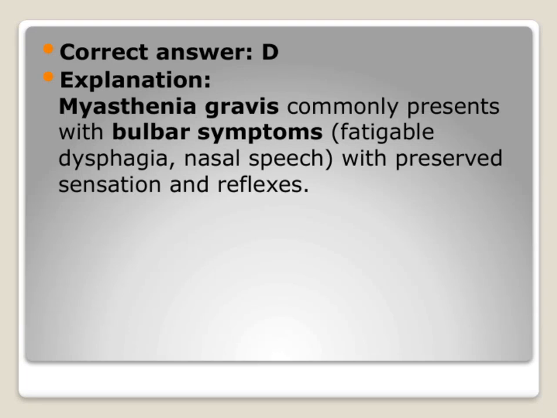Let's talk about why. Myasthenia gravis typically presents with bulbar symptoms, which involve muscles responsible for swallowing and speech. You might notice fatigue-related dysphagia, meaning difficulty swallowing that worsens with activity, and nasal speech due to weakness of the muscles involved in speech production. Importantly, despite these muscle issues, sensation and reflexes are usually preserved in these patients. This pattern helps differentiate myasthenia gravis from other neuromuscular conditions. Understanding these key features is essential for accurate diagnosis and management, fitting into our overall discussion of neuromuscular disorders.